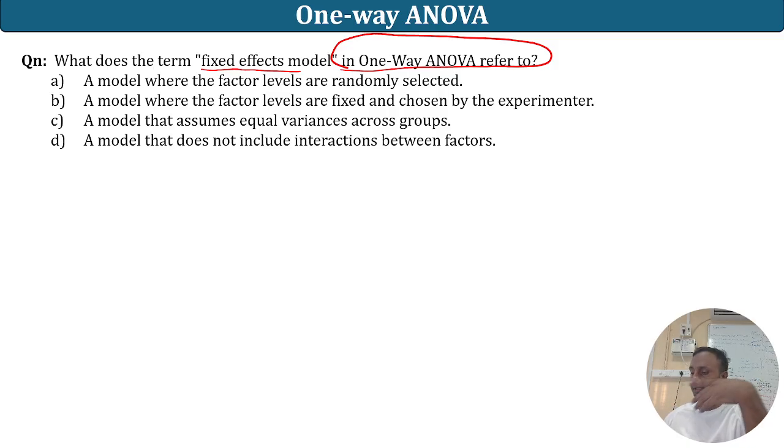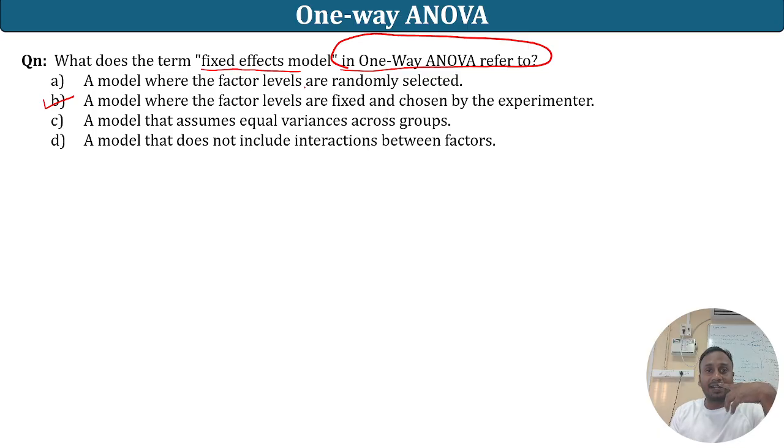What will be the answer for this? In the fixed effect model, if we go to the assumptions or the definition, that's something that we have to predefine, something that is already fixed or chosen by the experimenter. Is it? Yes, sir, that's the correct answer. So I feel B will be the correct answer.